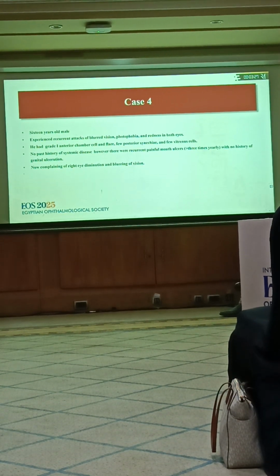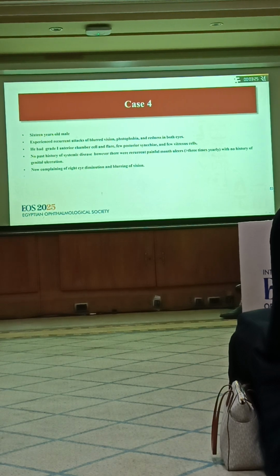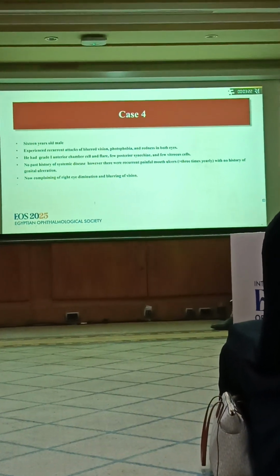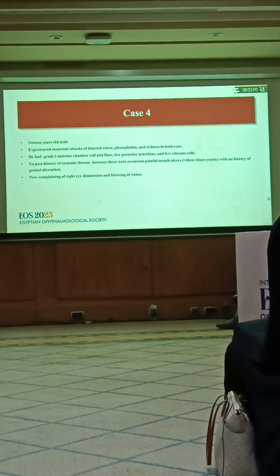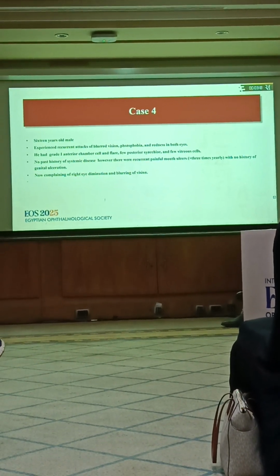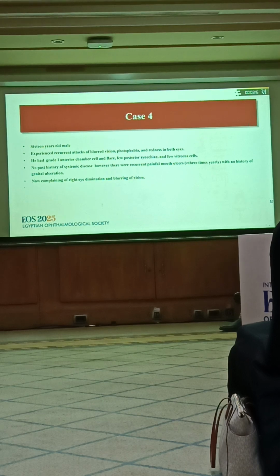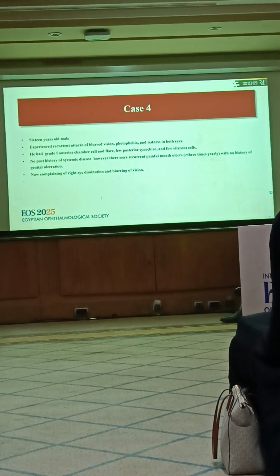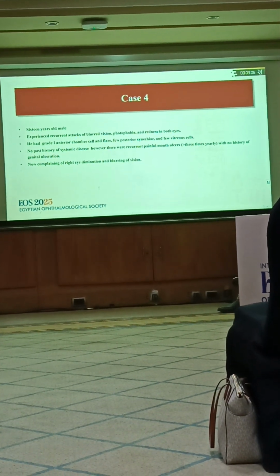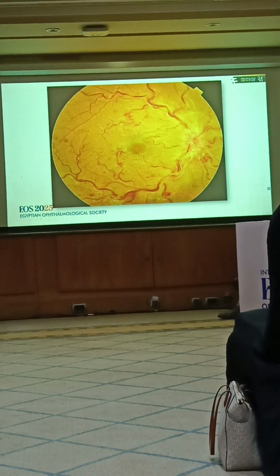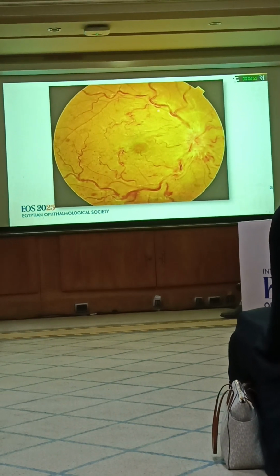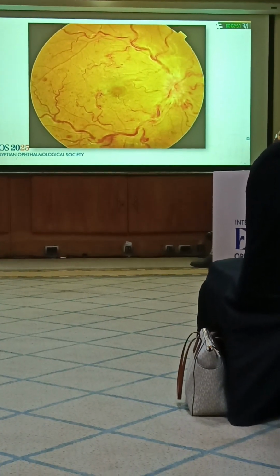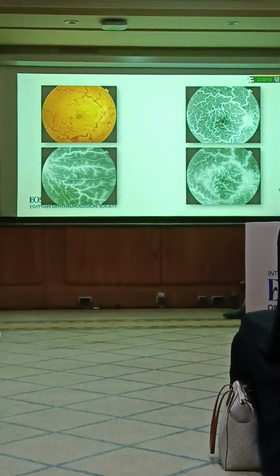Case 4: a 16-year-old male experienced recurrent attacks of blurred vision, photophobia, and redness in both eyes. He had grade 1 anterior chamber cells and flare, a few posterior synechiae, and a few vitreous cells. No past history of systemic disease. However, there were recurrent painful mouth ulcers that recurred more than 3 times yearly with no history of genital ulceration. Now he is complaining of right diminution and blurring of vision. As you can see, this is a picture of retinal venous occlusion. Yes, it's a retinal venous occlusion.